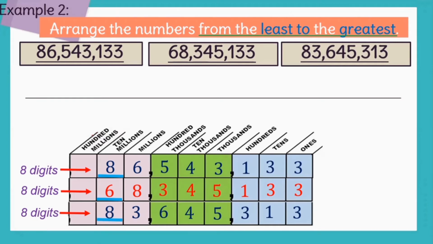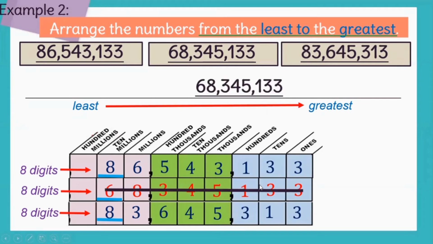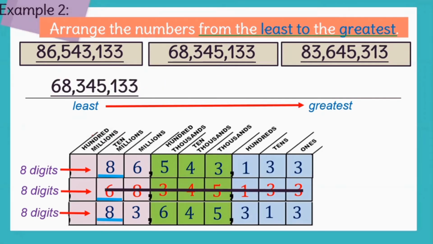We have 8, 6, 8. Again, from the least to the greatest, from the least meaning smallest. And we all know 6 is smaller than 8. So therefore, this whole number will be the least number, 68,345,133. And the two remaining numbers we have 8 and 8, right? So they are the same digit. So let's proceed with the millions place.